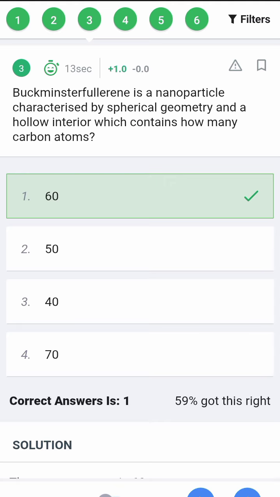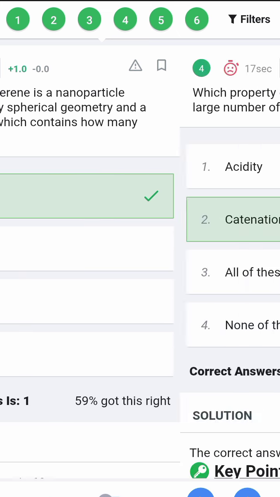Buckminsterfullerene is a nanoparticle characterized by a spherical geometry and a hollow interior, which contains how many carbon atoms? Answer is 60 carbon atoms they have.